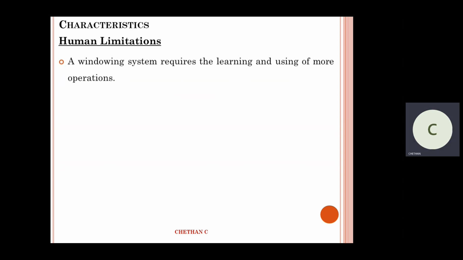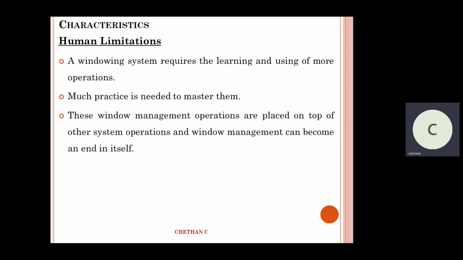Next, human limitations. A windowing system requires learning and using more operations. Much practice is needed to master them. For those who don't know, window management operations are placed on top of the other operations. Think of a person who is not able to work on Windows, write the points you can, and base your answer on that. So these are the characteristics, predominantly advantages and disadvantages. When they ask for 10 marks, you should be able to write about it.